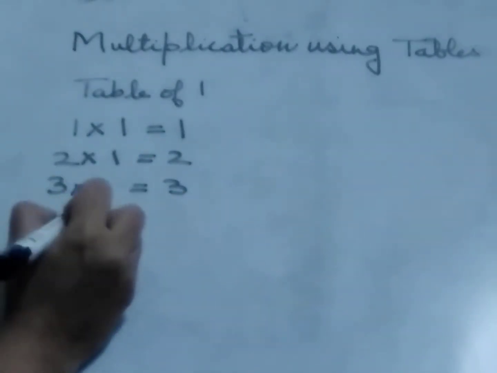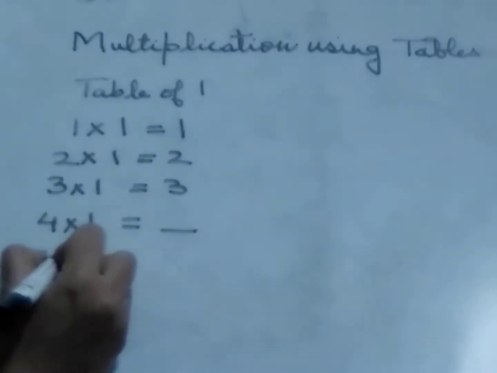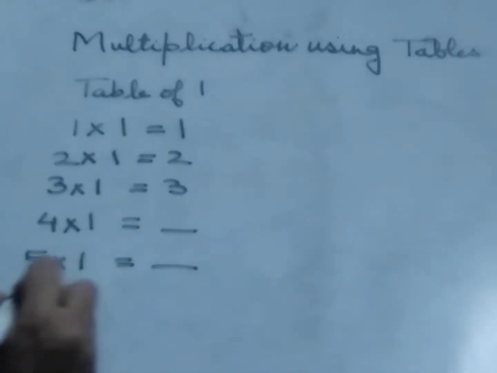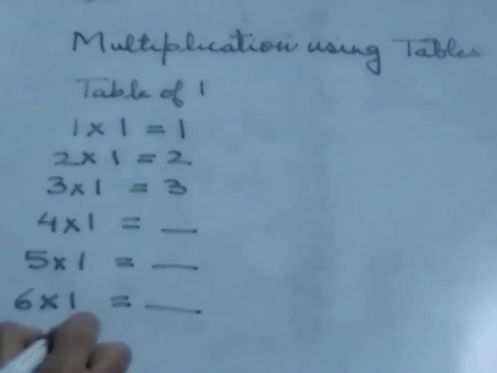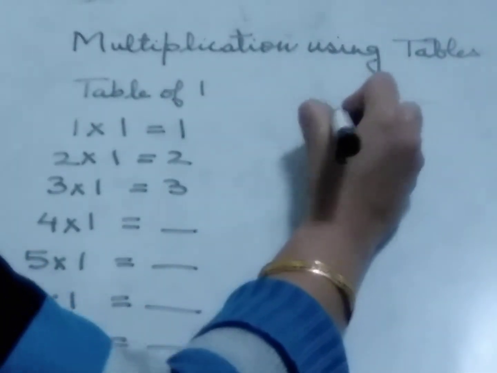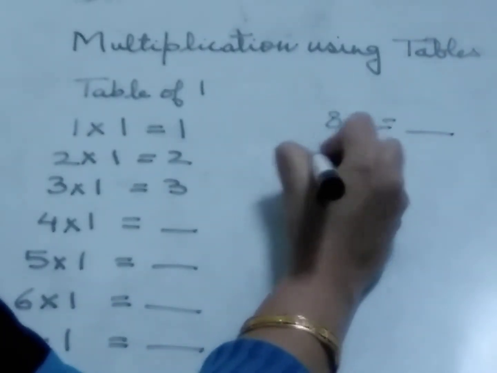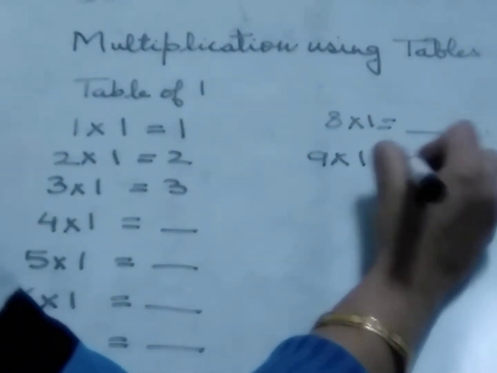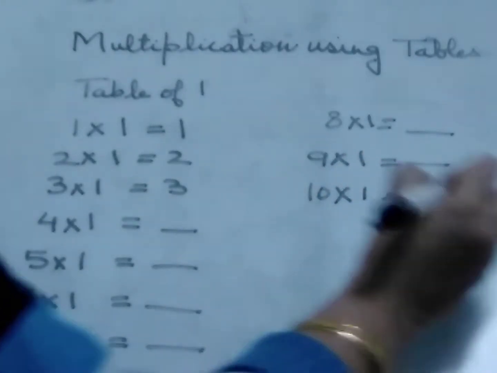Now we have to write 4 multiplied by 1 is equal to dash. 5 multiplied by 1 is equal to dash. 6 multiplied by 1 is equal to dash. 7 multiplied by 1 is equal to dash. 8 multiplied by 1 is equal to dash. 9 multiplied by 1 is equal to dash, and 10 multiplied by 1 is equal to dash. Now you have to complete this.